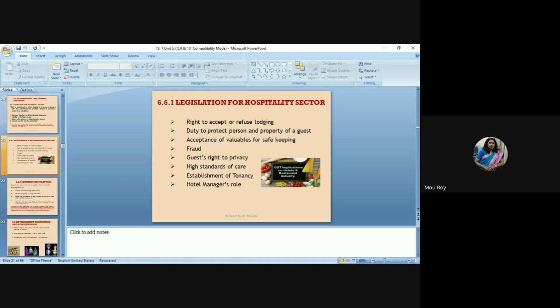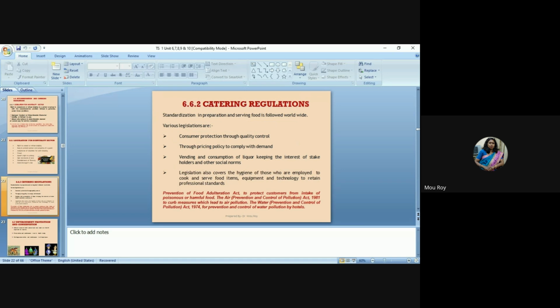See, here comes legislation for the hospitality sector. The hospitality industry is governed by a number of laws and regulations, including taxation, employment, licenses, food safety and standards, and environmental regulations. Taxation includes income tax and so on. Employment laws include laws relating to the Apprenticeship Act, the Employees State Insurance Act, and the Shops and Establishment Act. These all come under employment.